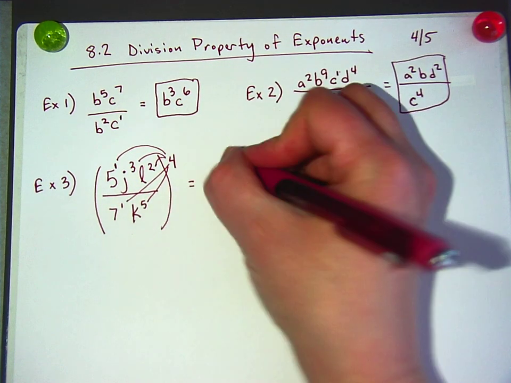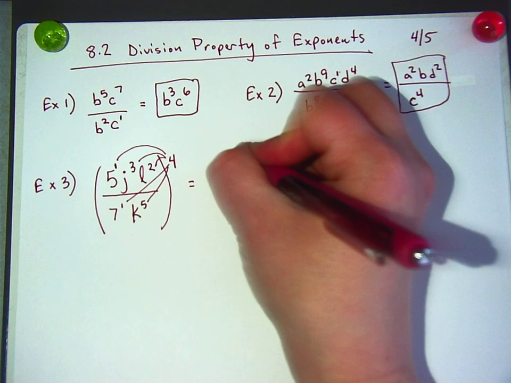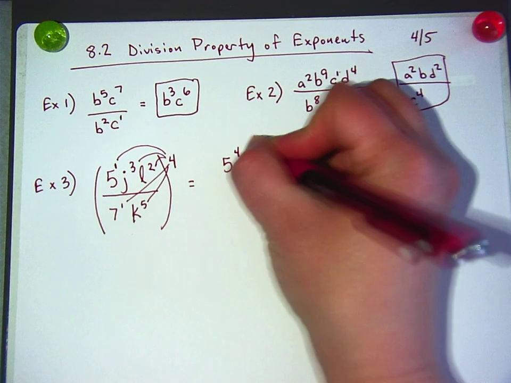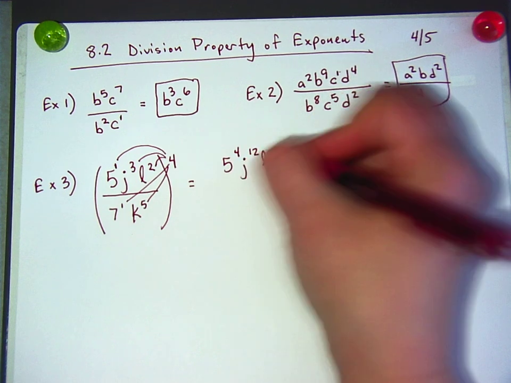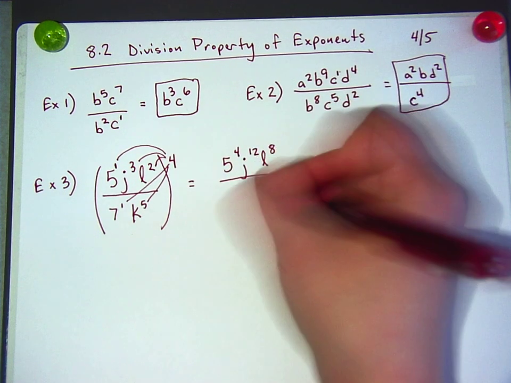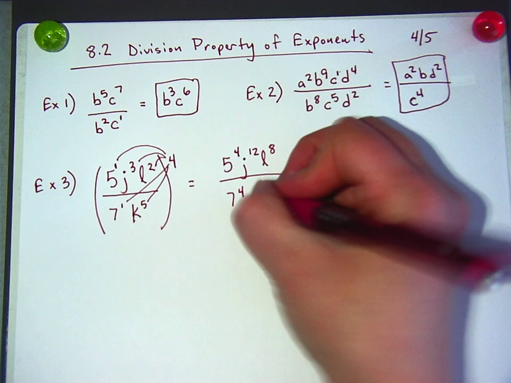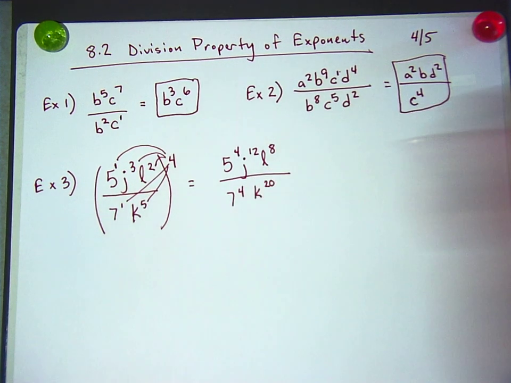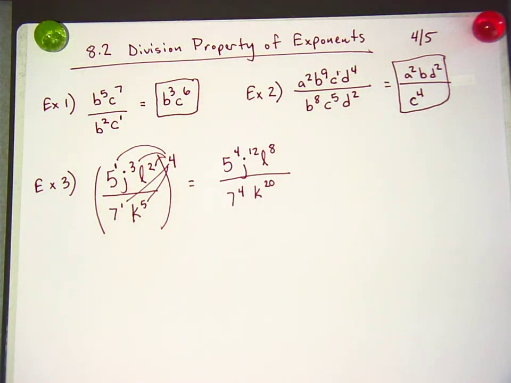So it's going to be 5 to the 4th power, j to the 12th, l to the 8th, 7 to the 4th, k to the 20th. Now, use your calculator to find out what 5 to the 4th and 7 to the 4th is. If you don't have a calculator, go get one.